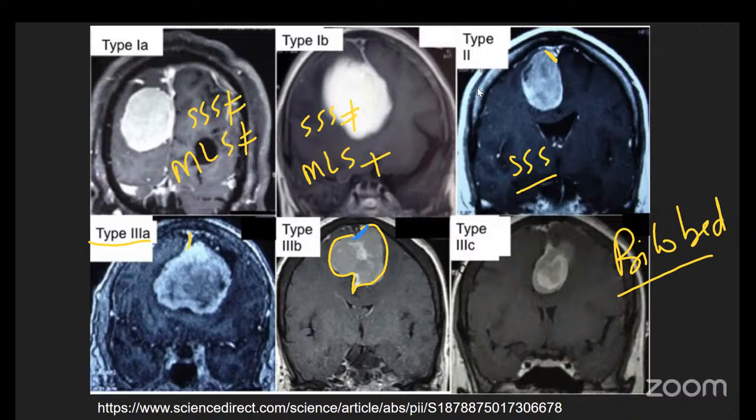3C is different. 3C behaves completely differently. It hangs from the inferior margin of the falx, and there is usually encasement of the inferior sagittal sinus. It sort of hangs like a pear. Are we all clear on this? Should I go to the text? Yes. Okay.